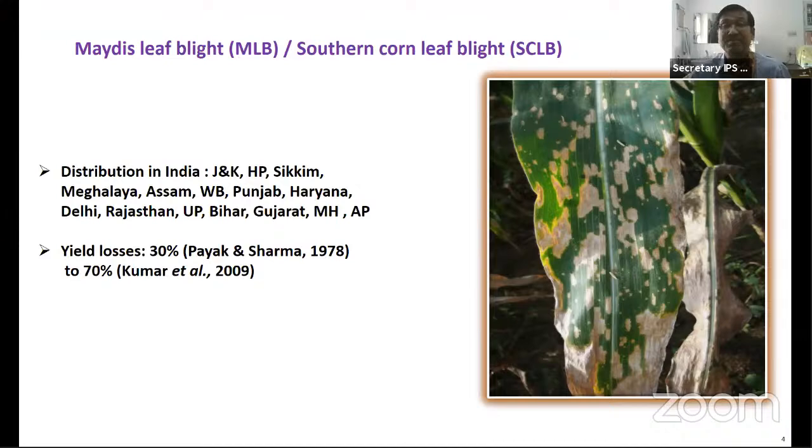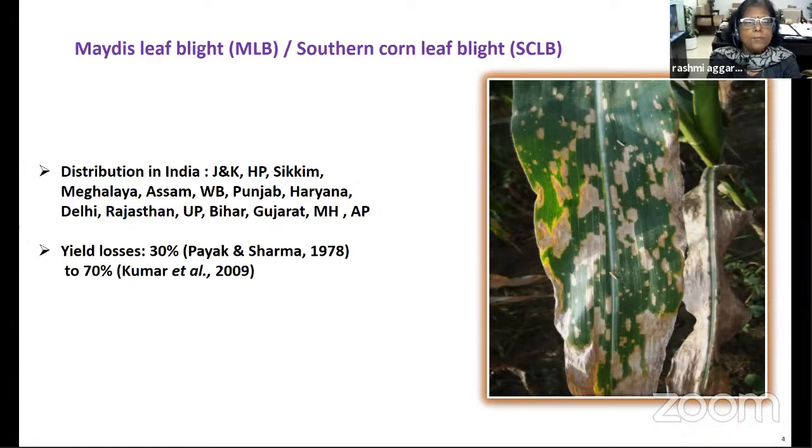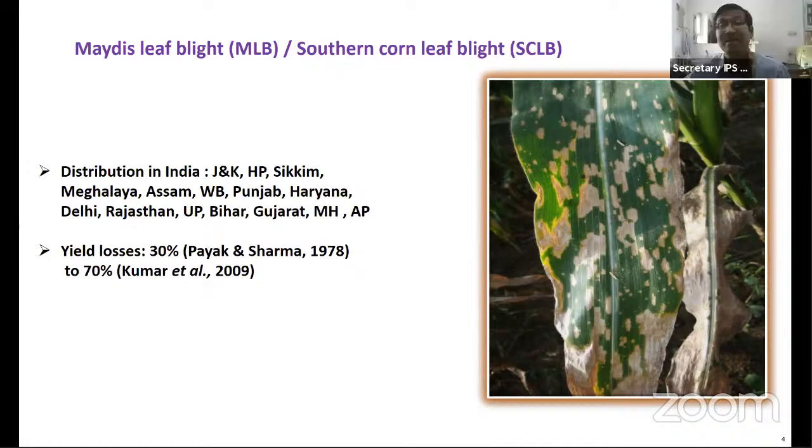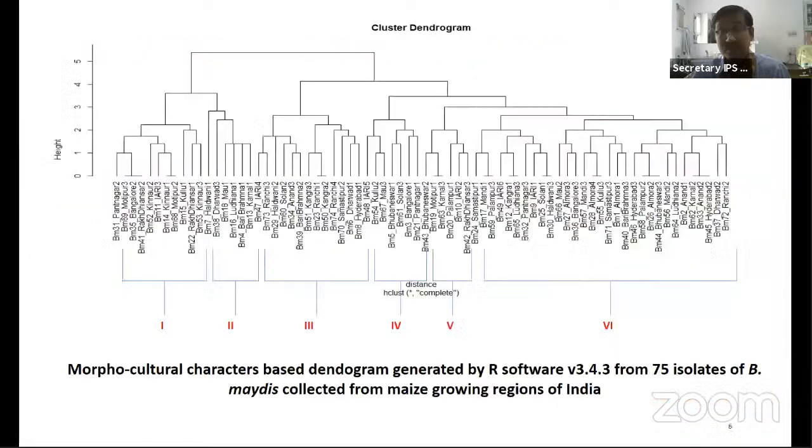So this maize leaf blight disease is caused by the fungal pathogen Bipolaris maydis. It was also known as Helminthosporium maydis, and its sexual state is Cochliobolus heterostrophus. But in the Western countries, this disease is known as Southern corn leaf blight disease. And under severe cases, a yield loss from 30% to 70% has been recorded.